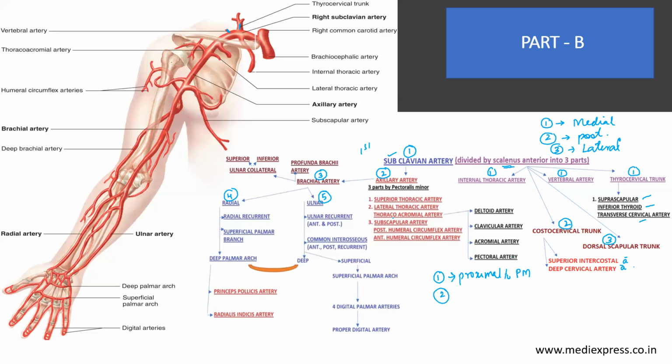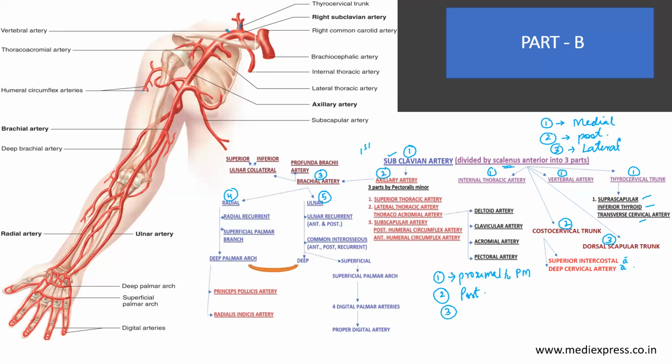Second part, we have two branches, the lateral thoracic artery and the thoracoacromial artery. Remember, that lies posterior to the pectoralis minor. And third part, we have three branches: the subscapular artery, posterior humeral circumflex artery, and anterior humeral circumflex artery.